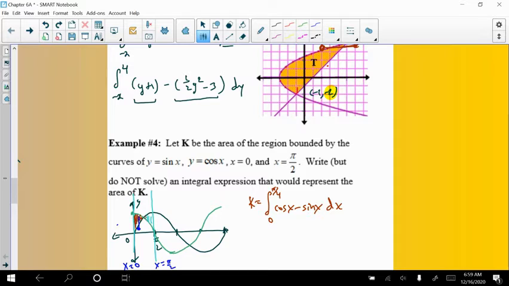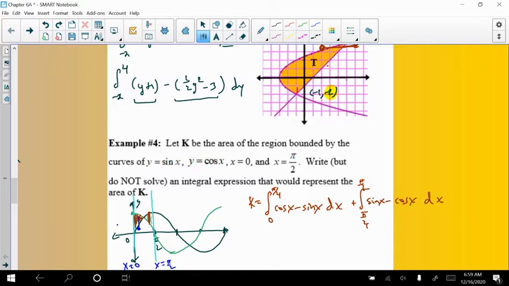But then, as soon as I hit pi over 4, I have to switch the order, pi over 4 up to pi over 2. Now, on this side, it's the sine function that's on top and the cosine's on the bottom. So sine of x minus cosine x dx. So that's one way to represent this.